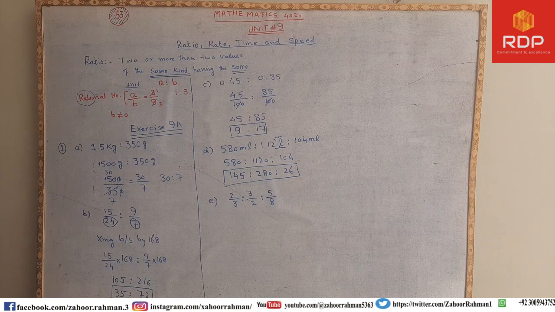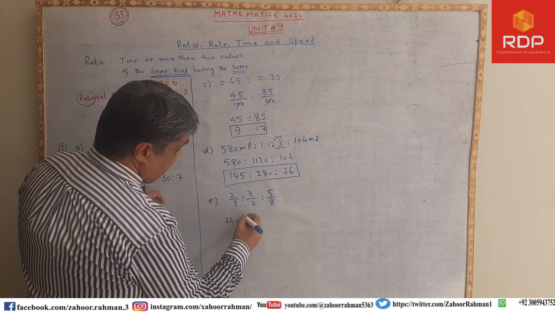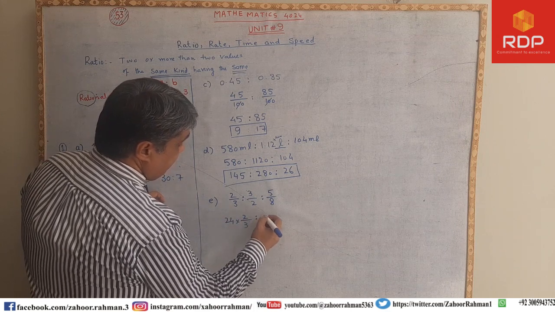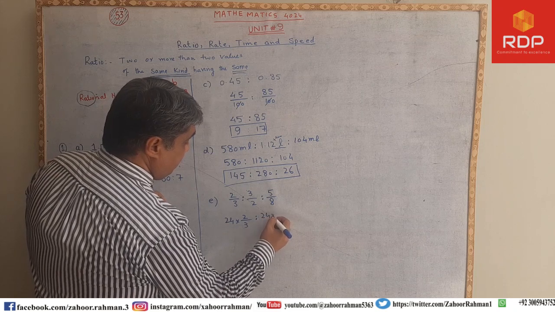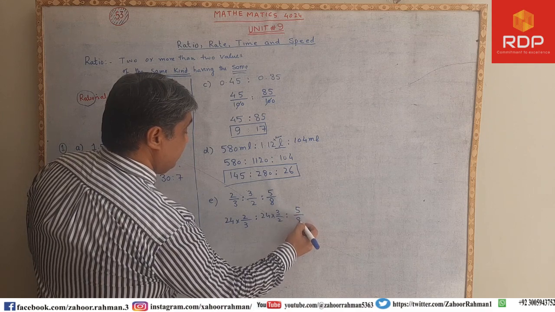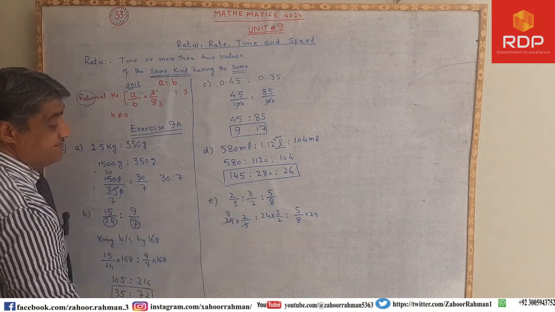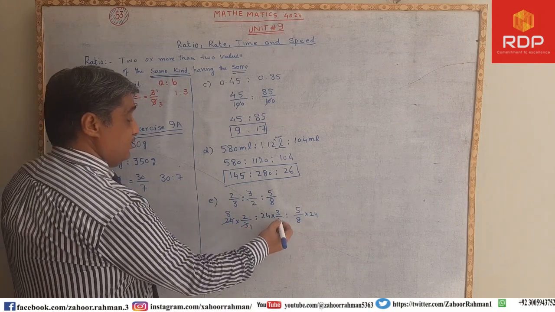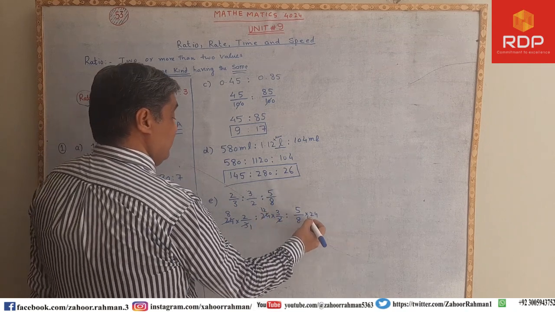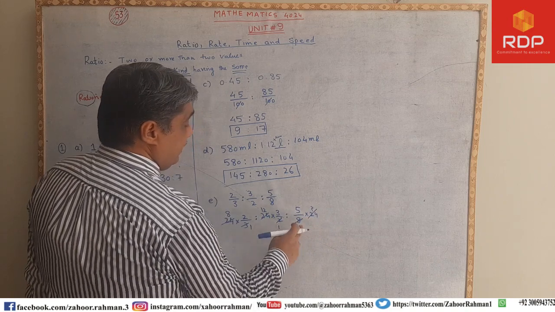Ladies and gentlemen, I told you here that you have to find the LCM. So in this case, LCM is 24. So we are multiplying each term by 24 to get the required ratio. Now 3 eights are 24, so it is 1. 2 twelves are 24, 8 threes are 24. So you can see that 1 1 1.